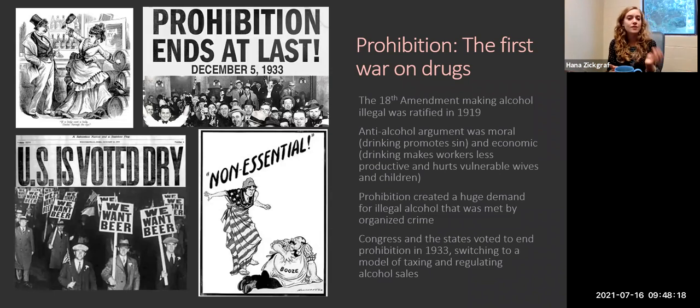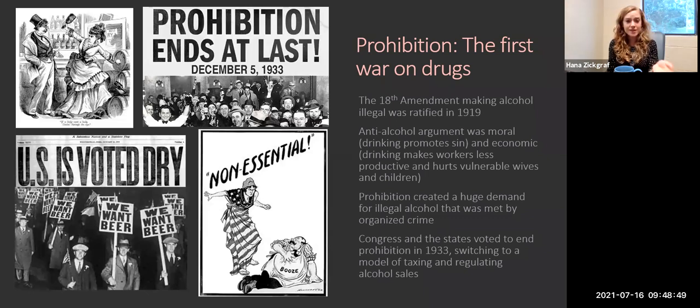And also there was even a feminist argument against drinking based on the idea that husbands and fathers who drank alcohol were more likely to abuse their wives and children and financially or emotionally neglect their families. So the efforts towards alcohol prohibition brought together a pretty big coalition of people with lots of different motivations. You had Christian reformers, feminists, and business owners all pushing to make alcohol illegal in the United States.